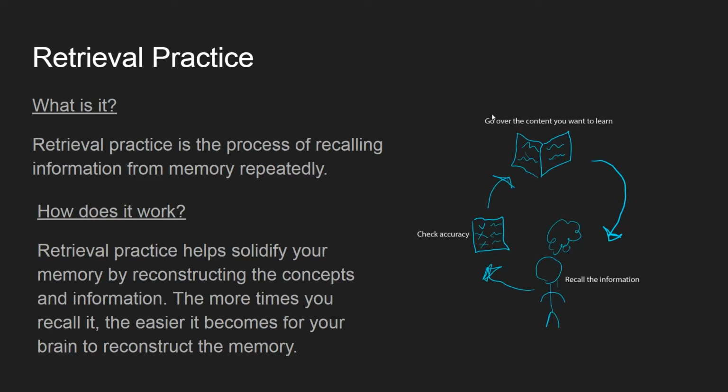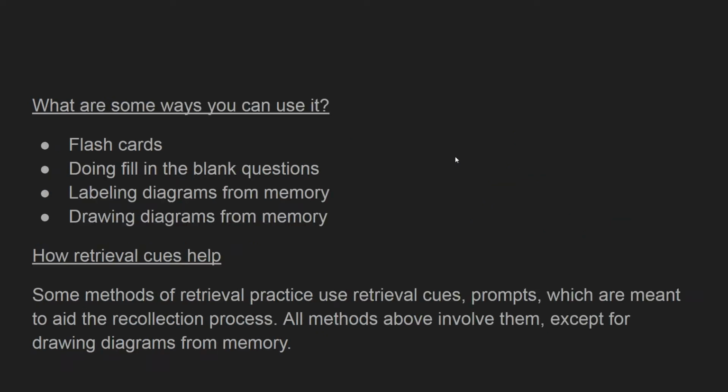You can do this by going over the content you want to learn, recalling the information, checking your accuracy, and repeating until you are satisfied with your results. You can use retrieval practice with flashcards, fill-in-the-blank questions, labeling diagrams from memory, or just drawing diagrams from memory. All of these methods use retrieval cues or prompts except for drawing the diagrams from memory.